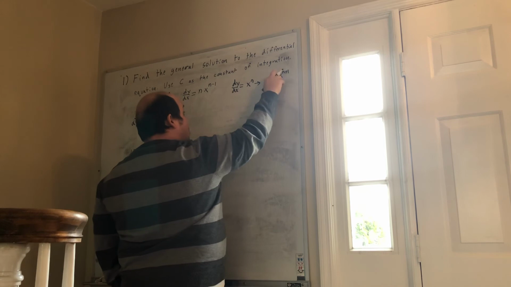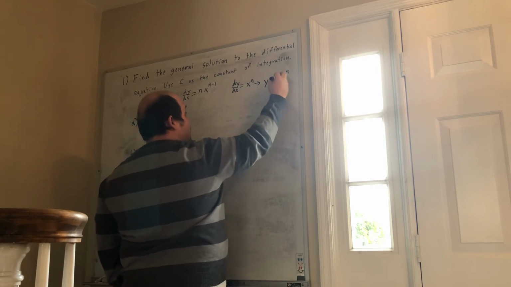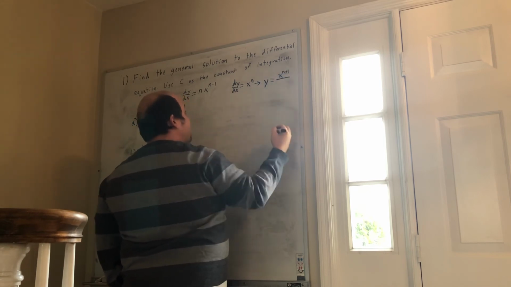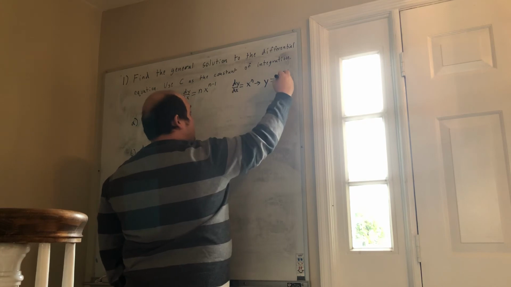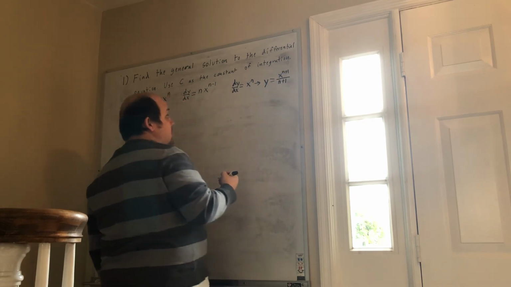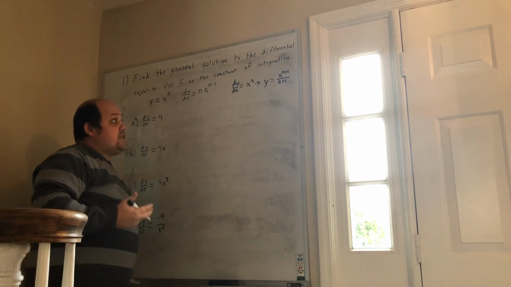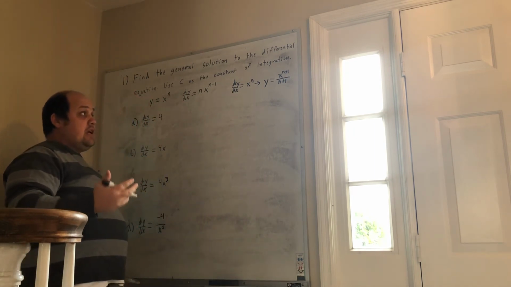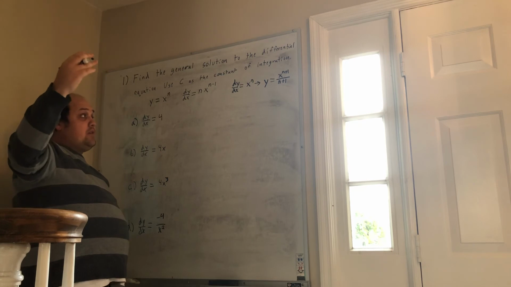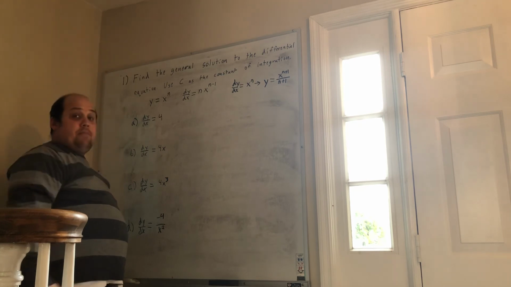Then instead of multiplying by the power that was there, we're going to divide by the power that the new equation is. So basically, if we start at x to the n, it's going to become x to the n plus 1 divided by n plus 1.